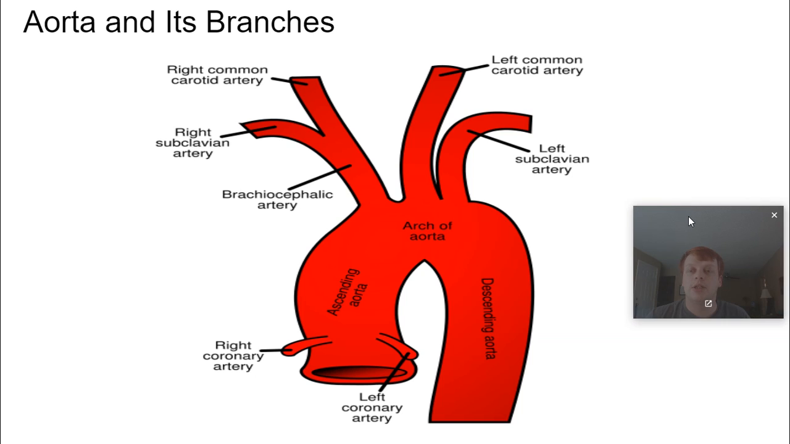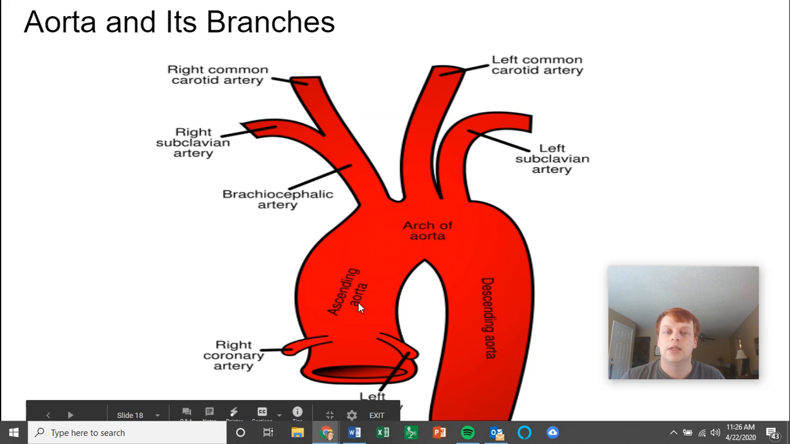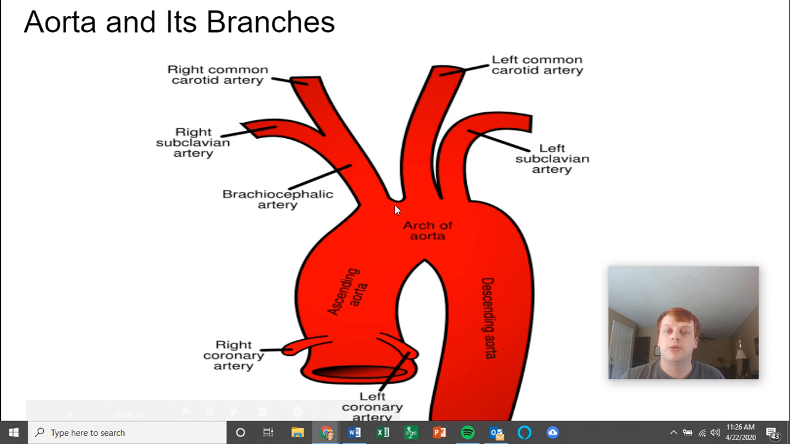Here's another image of the aorta and its different parts. So here's that descending aorta we discussed, the ascending aorta, the right and left coronary arteries. This is that arch because it's the part where it arches here. The brachiocephalic, the right subclavian, the right common, and then the left common and the left subclavian artery. Again, these are not symmetrical, so they don't match on either side.